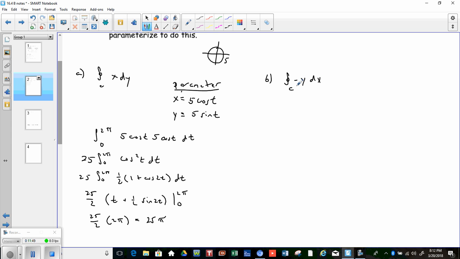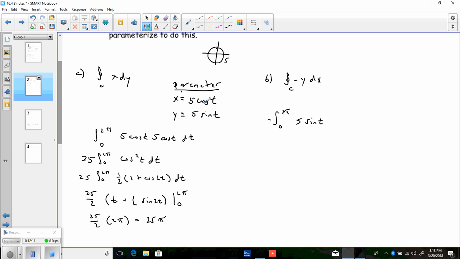Okay, let's see if it works for this one. Well, it will. Let's just show that it works for this one. Okay, so again, it's going to be 0 to 2 pi. So we're going all the way around the circle. This is going to be negative y, so I'm going to pull the negative out front. Y itself is 5 sine t dx. Well, that's the derivative of this with respect to x.